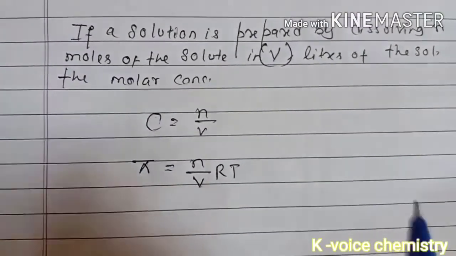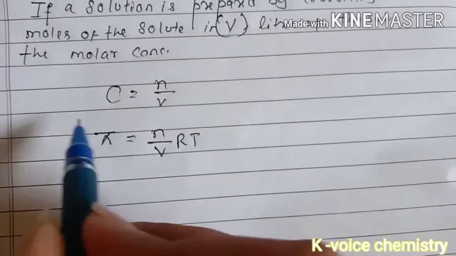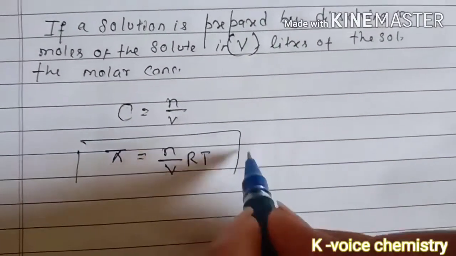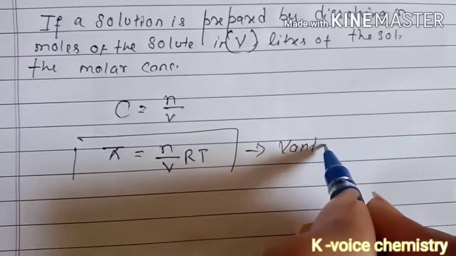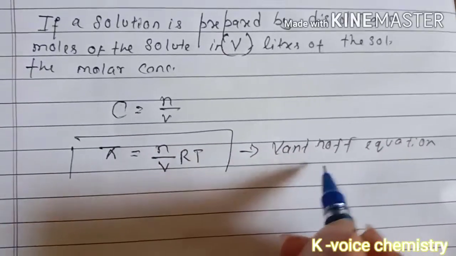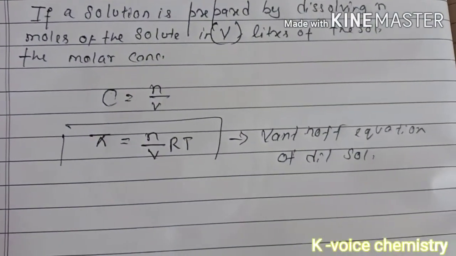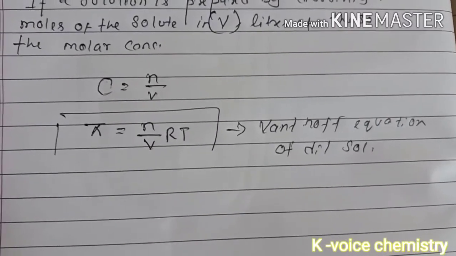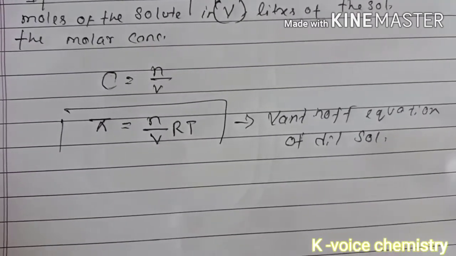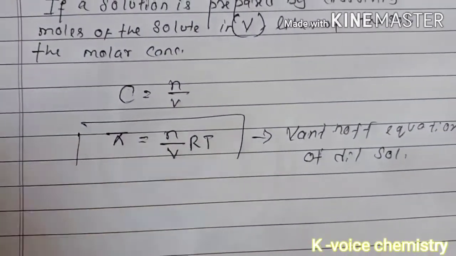So now we can easily understand this. This equation is also termed the Van 't Hoff equation of dilute solution. Okay, it shows that the osmotic pressure is proportional to the molar concentration of the solute in the solution, and hence it is termed a colligative property.